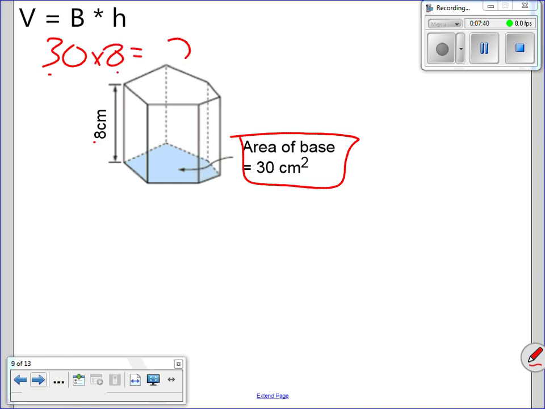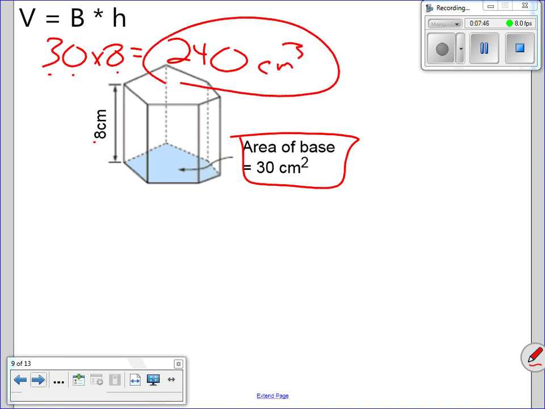3 times 8 is 24. I got to add this 0. 240 centimeters cubed. It's that simple. It is that simple. Please don't make this more challenging than it has to be tomorrow. You should be done with your assignment in no time tomorrow.